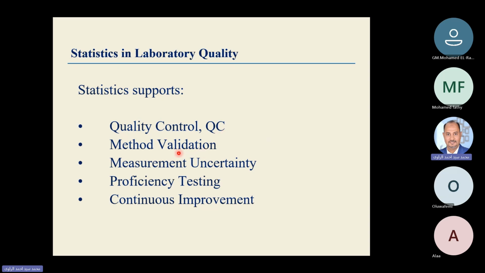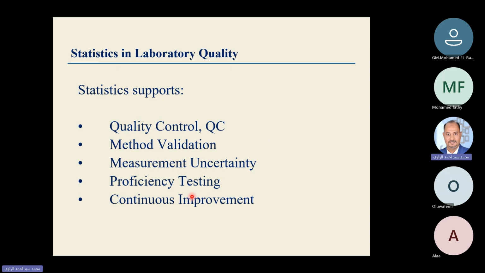Also, statistics support method validation. In method validation, we use statistical calculations to determine the precision, the accuracy, the linearity, the limit of detection and limit of quantification. They are all statistical calculations. Also in measurement uncertainty calculation, we use statistical parameters to estimate the measurement uncertainty.